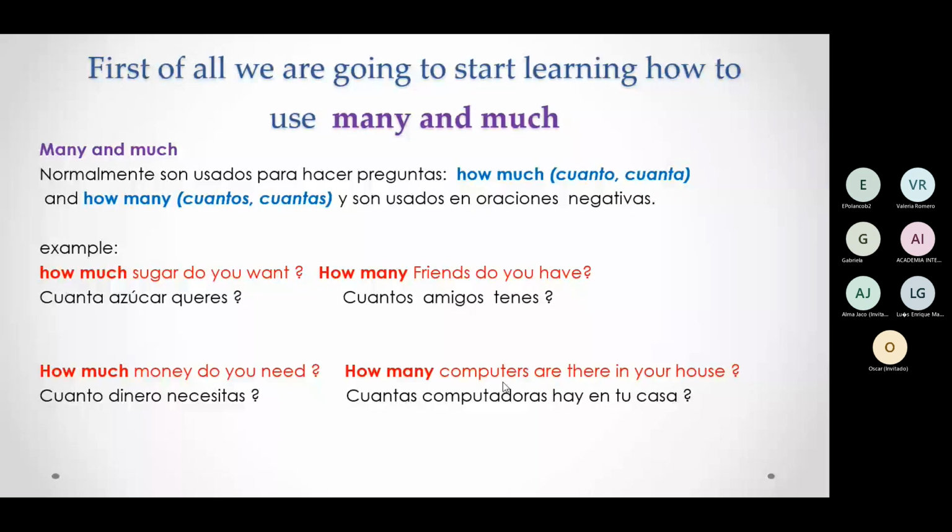Okay, now, what is the difference between these two sentences? Why are we using much in this sentence, and why are we using how many in this one? Can you explain that to me with a simple explanation? It doesn't matter if it is short. No importa si es algo corto. What's the main difference between those sentences?